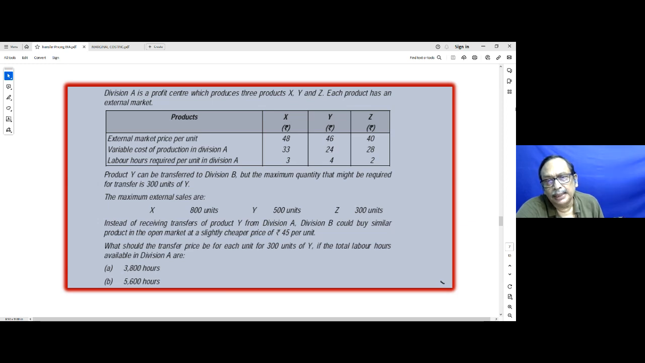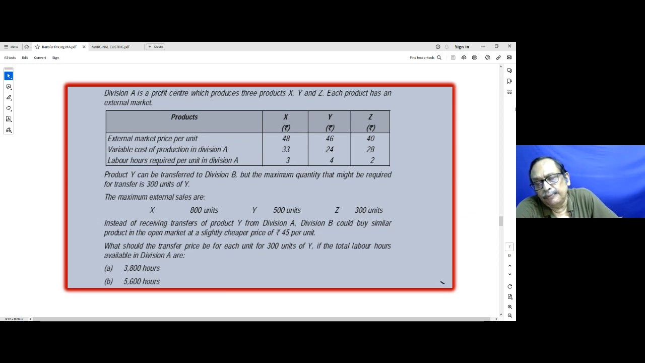Now the maximum external sales are given: X 800 units, Y 500 units, and Z 300 units, because at the beginning of the problem it has been mentioned that each product has an external market. Now, instead of receiving transfers of product Y from division A, division B would buy a similar product in the open market at a slightly cheaper price of rupees 45 per unit.